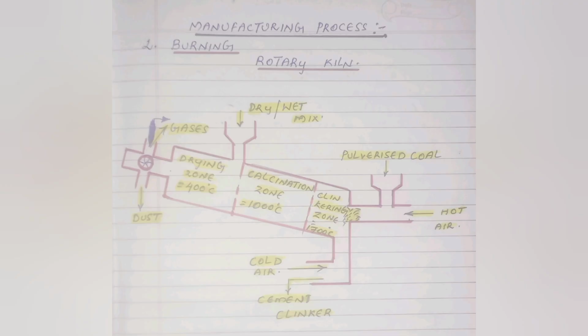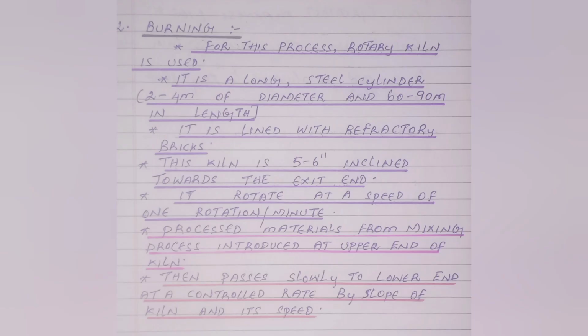Manufacturing process. Burning. Rotary kiln. Diagram as shown. For this process, rotary kiln is used. It is a long steel cylinder 2 to 4 meter in diameter and 60 to 90 meter in length. It is lined with refractory bricks. This kiln is inclined 5 to 6 inch towards the exit end. It rotates at a speed of 1 rotation per minute.